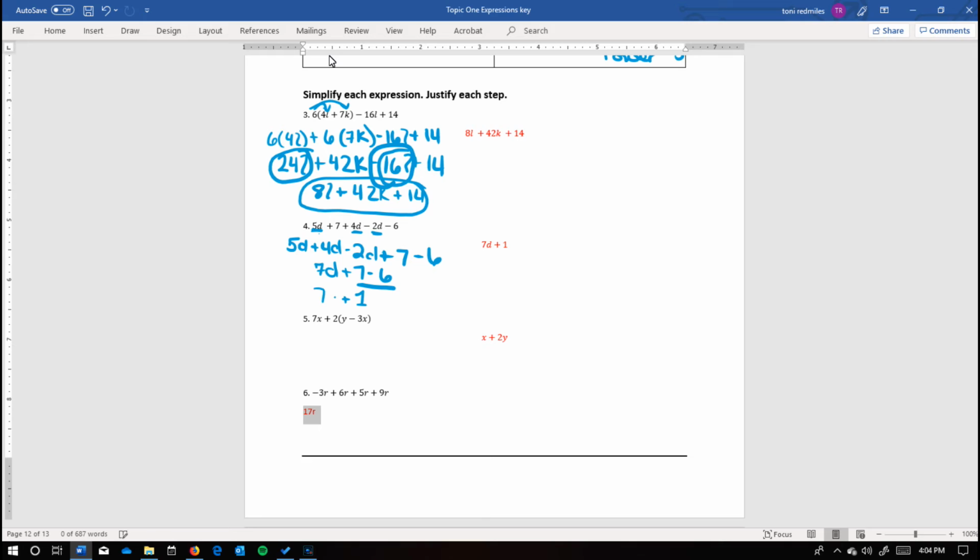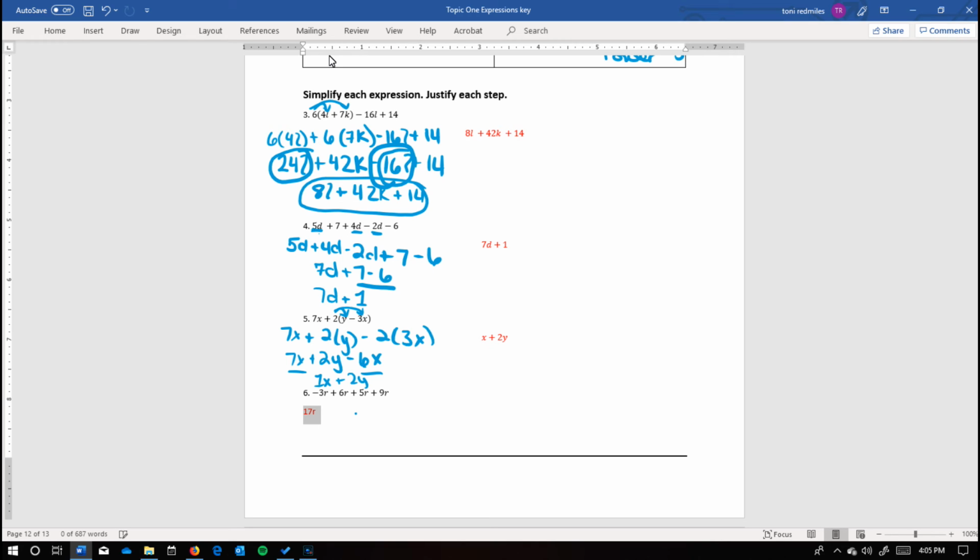So 7D plus 1. All right, the first thing I've got to do is take care of this distributing. So 2 times y minus 2 times 3x. All right, let's clean this up. These x's are like, and if I put them together, I'm going to get 1x plus 2y.